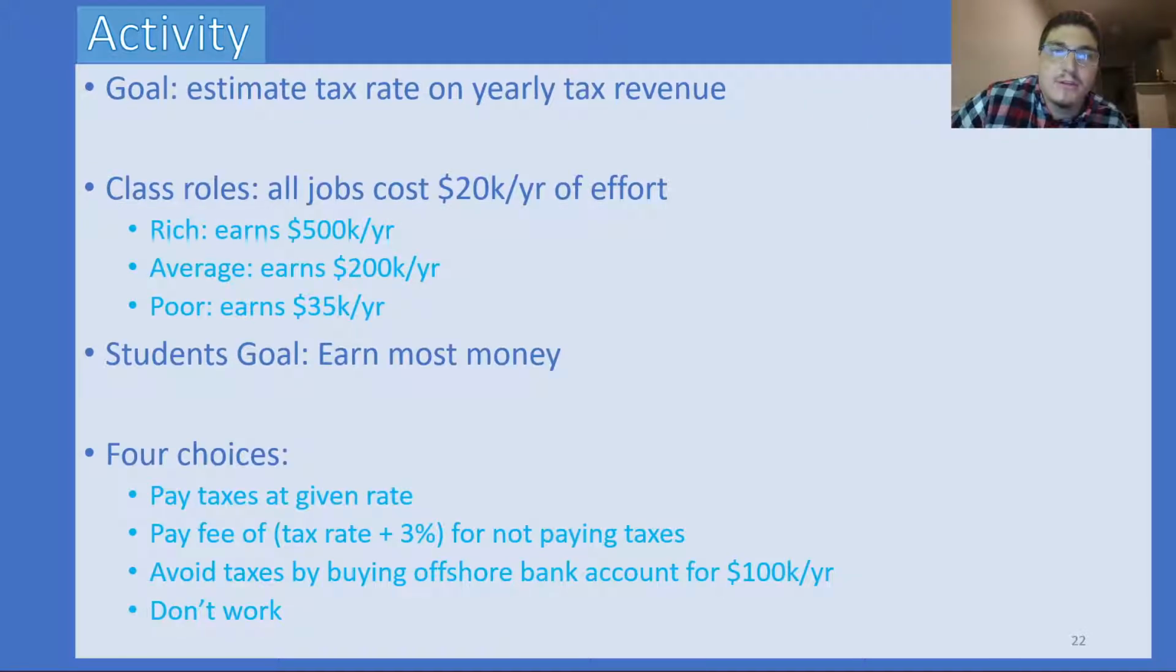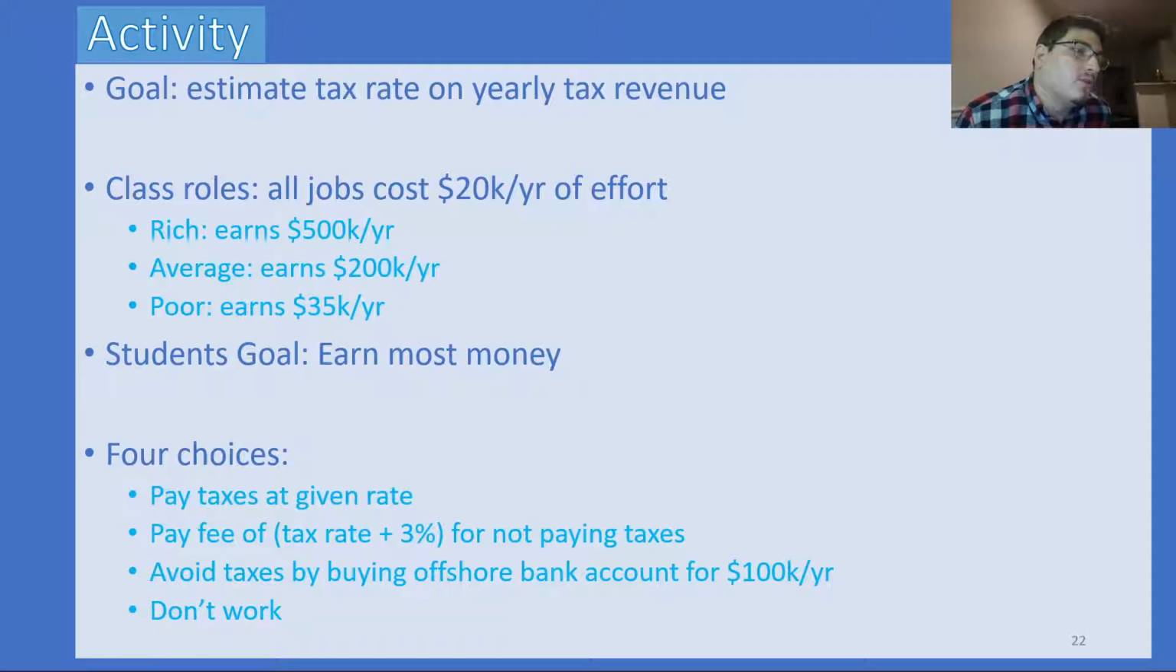I'm going to very quickly roll out the example here, talk about what I do, and then call it quits for the lecture. So the real goal of this activity is to talk about identification and external validity. But the goal for students here is to estimate the tax rate's effect on yearly tax revenue.